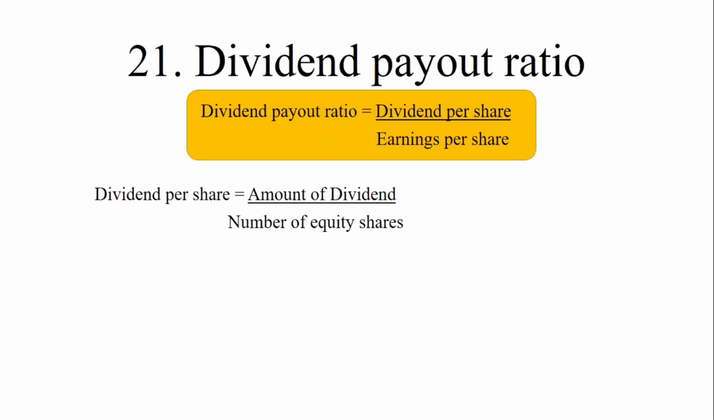Next, dividend payout ratio. It is dividend per share divided by earnings per share. So how will you calculate dividend per share? The total amount of dividend that you have needs to be divided by the number of equity shares you have in the business.